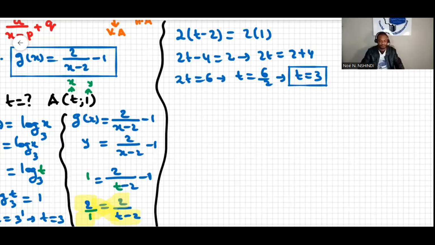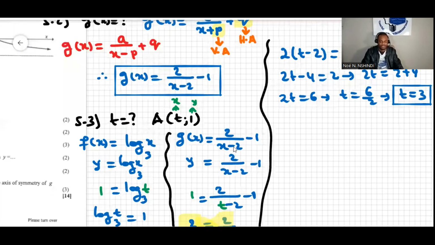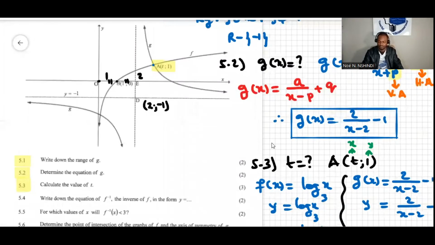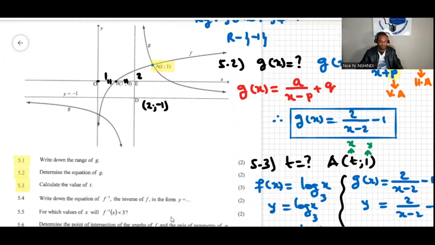And then the following question is question 5.4. Question 5.4 says to write down the equation of f minus 1, the inverse of f, in the form y equal to. Because f of x is the equation of a log, you must know that its inverse is going to be an exponential equation. That's how they work. The inverse of an exponential equation will be a log function, and the inverse of logs must be an exponent. Now let's prove it out.